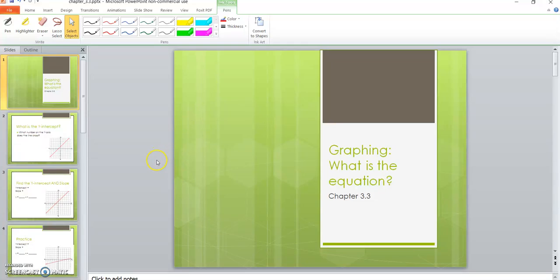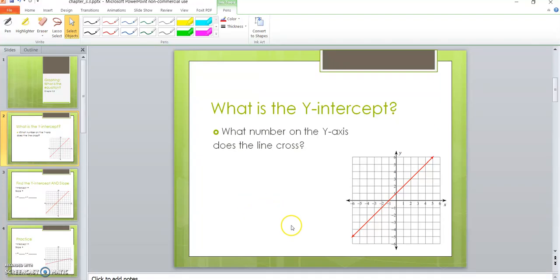Alright, now that we've finished off how to find slope, we are going to move on to chapter 3.3, which is what is the equation? So in this section, we are going to be finding out what the equation is of a line. Before we get on to that, we have to find out one very special thing about our line, and that's called the y-intercept.